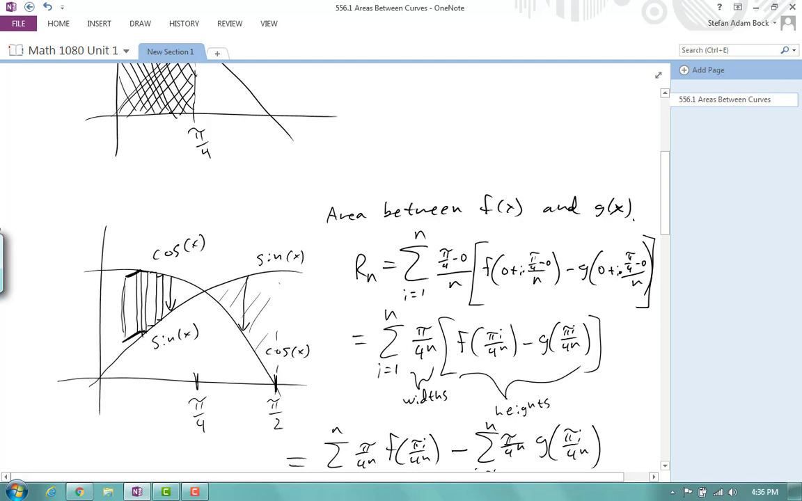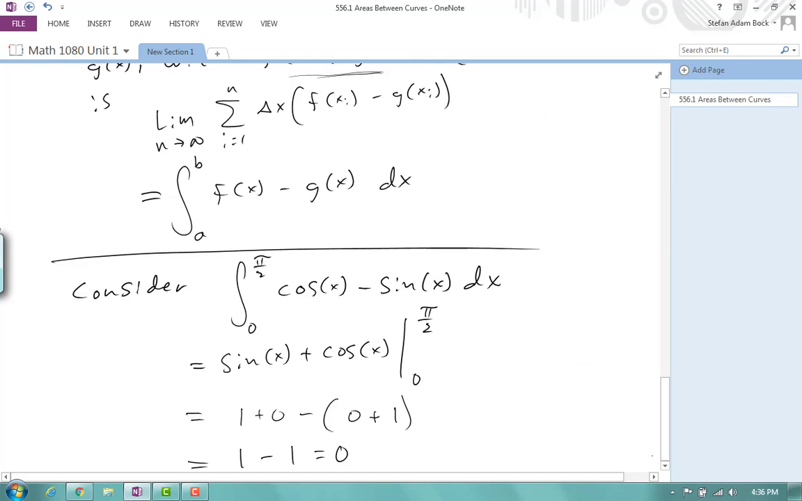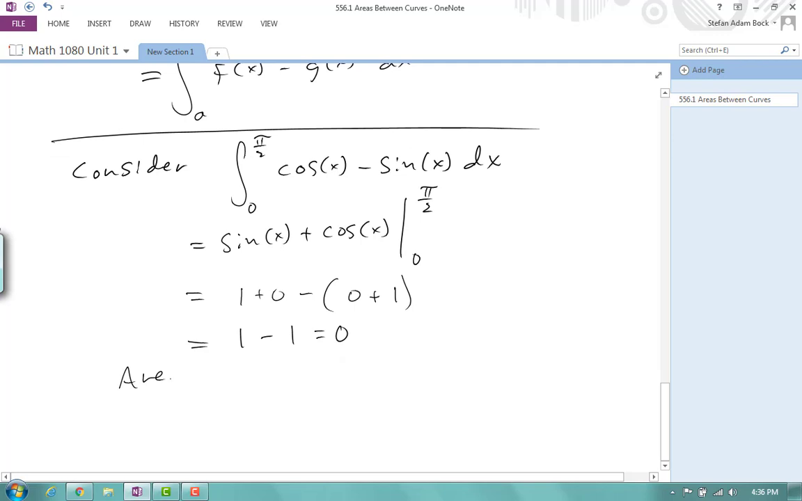On the left of where they cross, right here, my cosine is above my sine, so I want cosine minus sine to get positive heights. But on the right, my cosine is below my sine, so I actually want sine minus cosine to get positive heights. Otherwise, we're going to have areas canceling each other because some of the heights of rectangles will be positive and some of the heights of rectangles will be negative. So I'll say here that the areas cancel out.